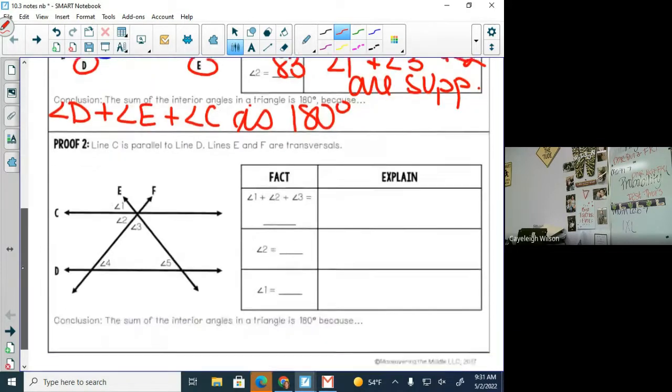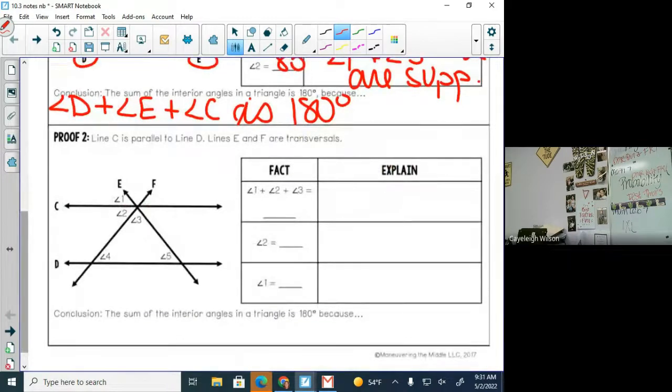All right, let's look at proof 2. And we're just exploring, this isn't what the actual lesson's about. This is exploring figuring out how to find angles using these. Okay, and then on the back, it's something a little bit different.